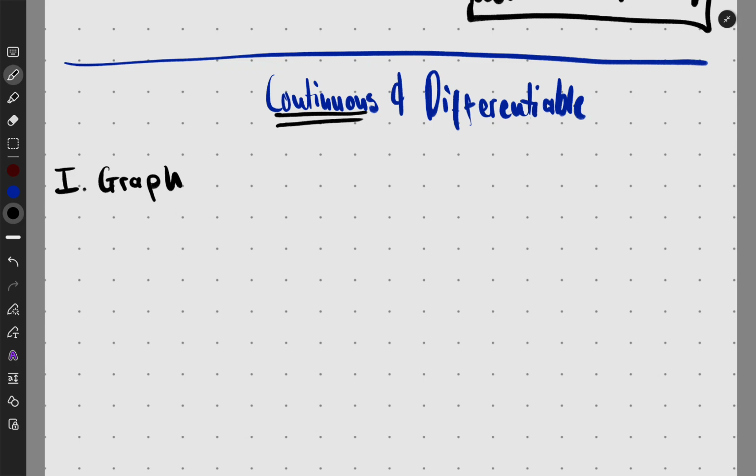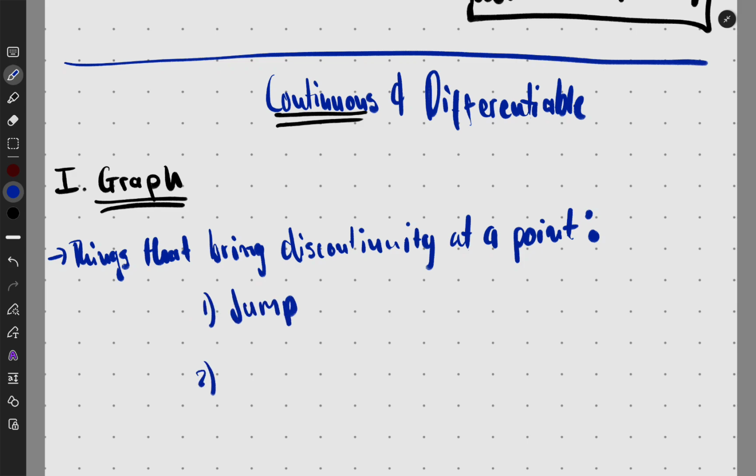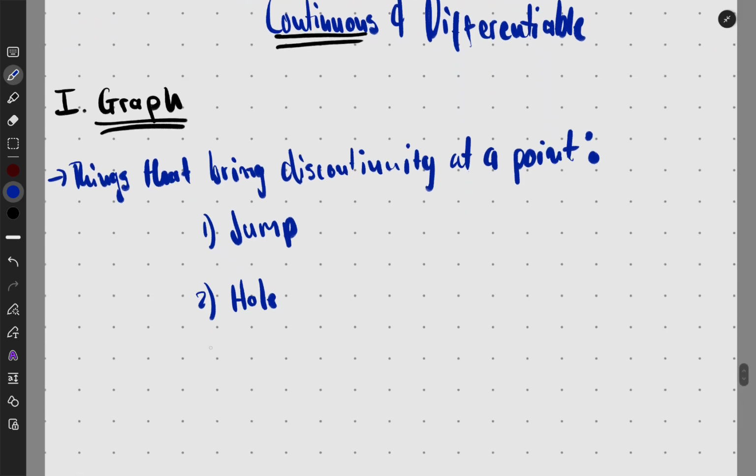Okay, so when we're using a graph, let's say things that bring discontinuity at a point. So things that bring discontinuity at a point is if there is 1 jump, 2 hole, and then 3 is vertical asymptote. So you can put vertical asymptote. I don't want you to make this hard. It's not hard. Come on.